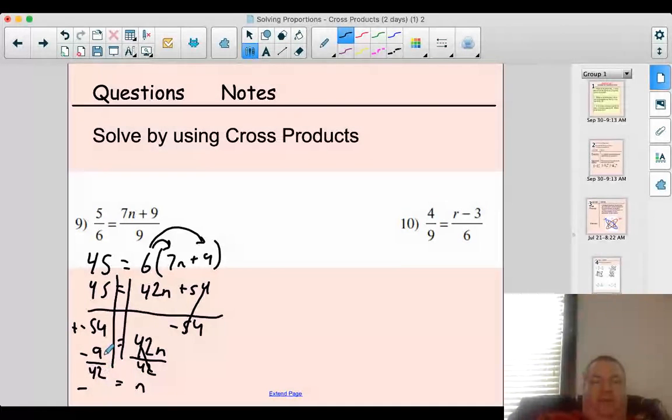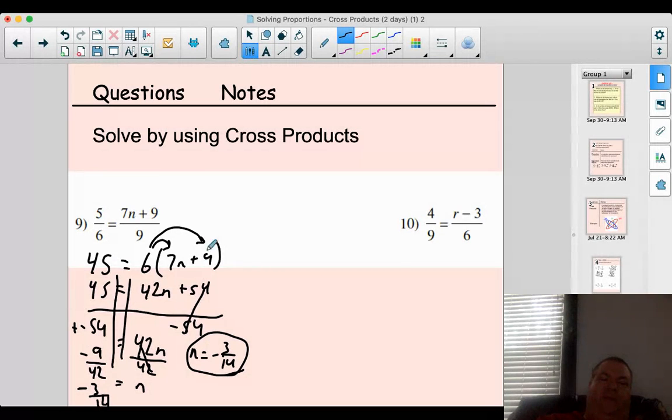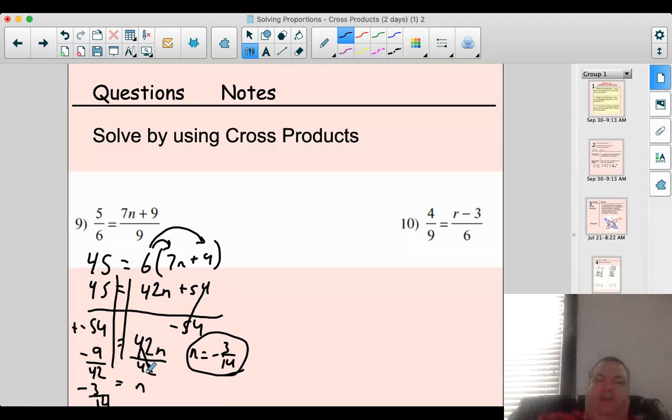Then I want to think if I can reduce. So if you look for a number that goes into 9 and 42, hopefully you'll recognize that 3 goes into both of those. So I'm going to reduce this by dividing the top and bottom by 3, which will give me 3 over 14. So n equals negative 3/14. Kind of ran out of room there. There's my answer. So if I plugged in negative 3/14 here, I would get an equal proportion. So there's a little bit more work there, but it's just using the stuff that we did last try. Hopefully you remember how to do this.